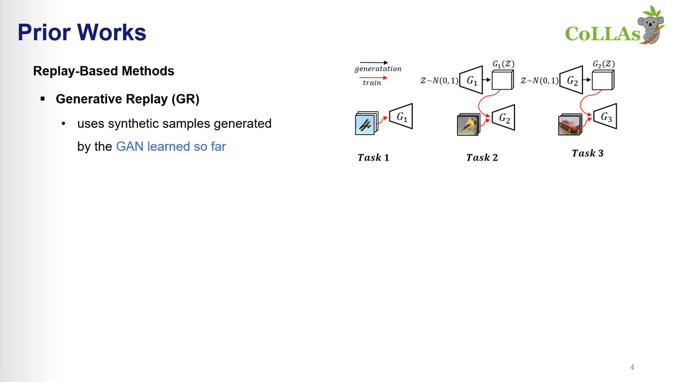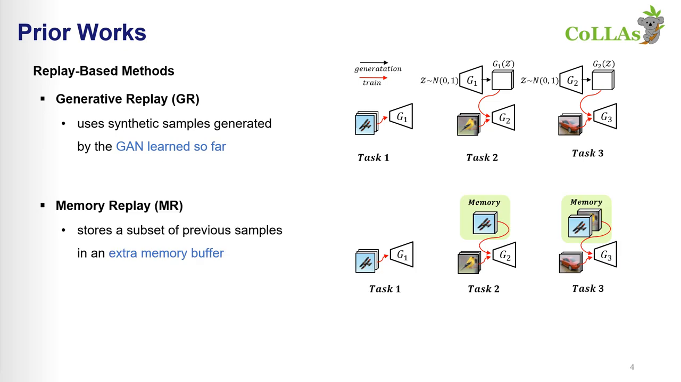In continual learning, replay-based methods have been popularly used. Generative replay retrains the synthetic images generated from the previous generator, and memory replay uses a subset of previous images in the memory buffer when training the new task.